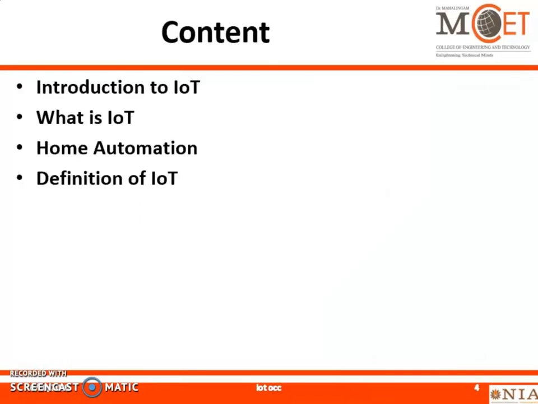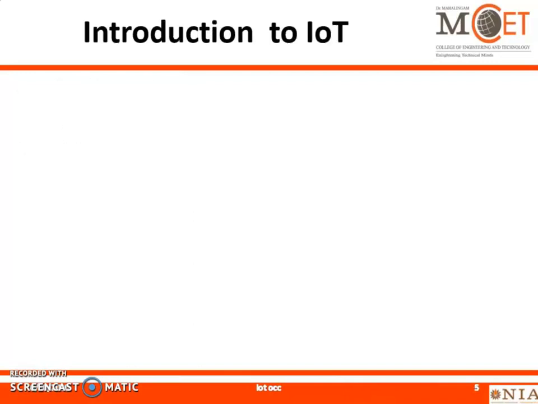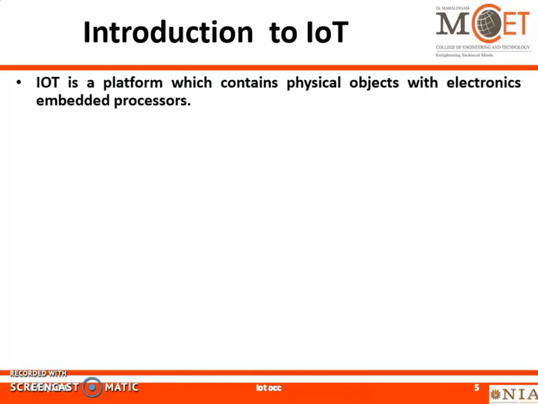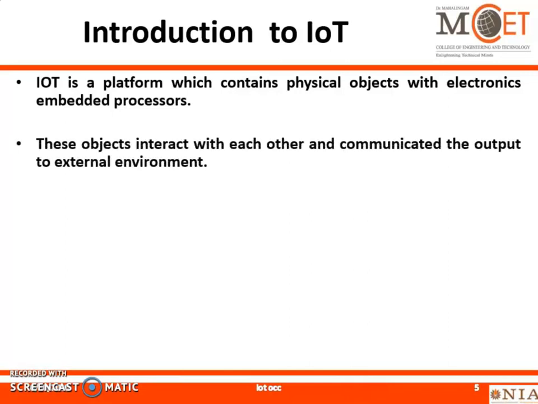So the content which we are going to discuss in this session is introduction to IoT, what is IoT, home automation and definition of IoT. So let us move on one by one. So, introduction to IoT, that is Internet of Things. IoT is a platform which contains physical objects with electronic embedded processors. These objects interact with each other and it will also communicate to the external environment.